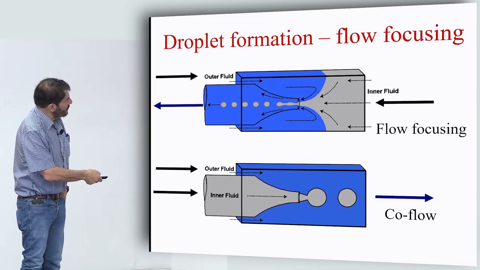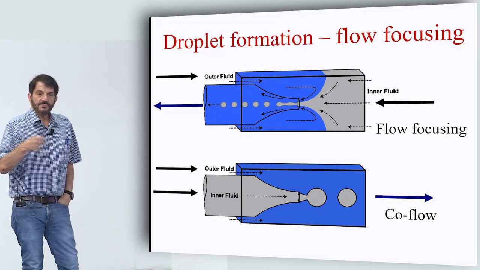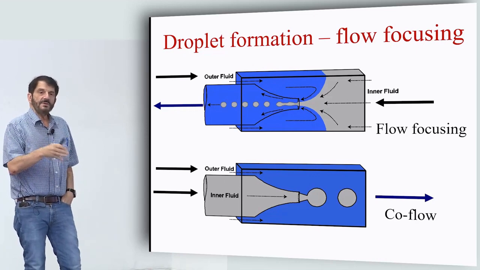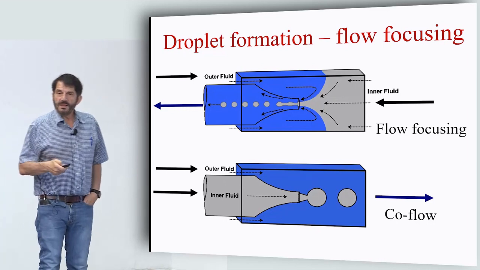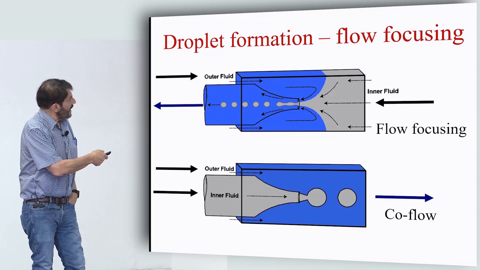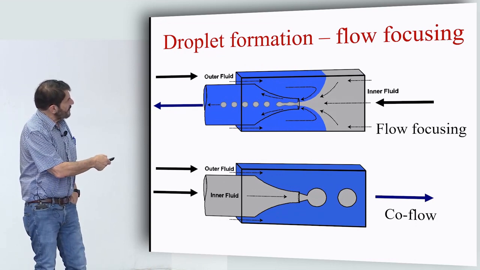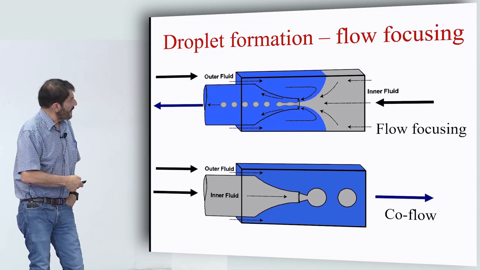This is what we call the co-flow geometry, but we can turn it around. In fact, this was first done by one of my very excellent students. We told him, please do this, and he made a mistake. He did it the wrong way. And as always, when you make mistakes, you learn something new and interesting. So he made a mistake. He connected the inner fluid coming this way, but it still works. Now you get hydrodynamic flow focusing, and you get a fluid coming out of the other side.